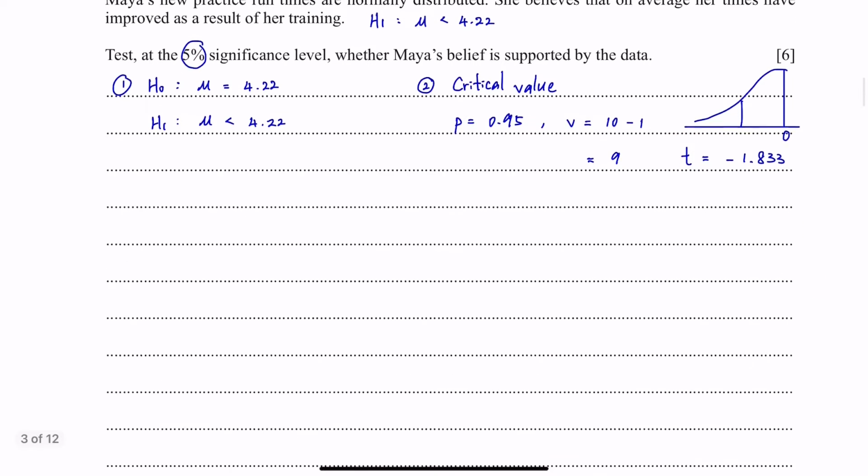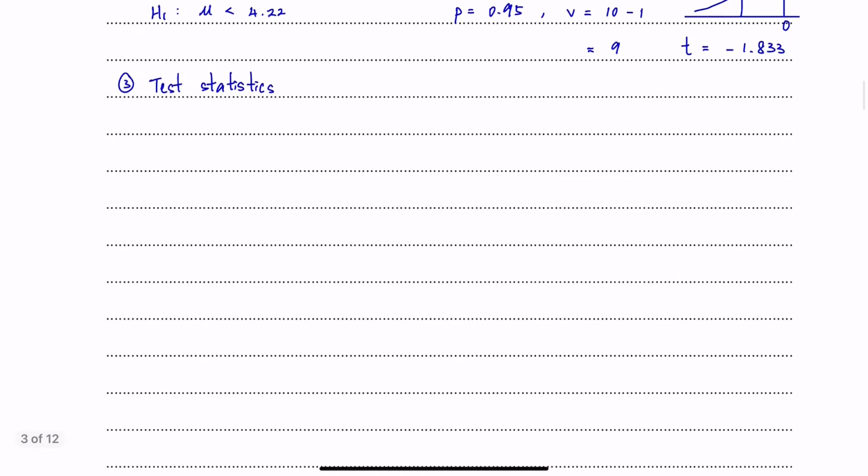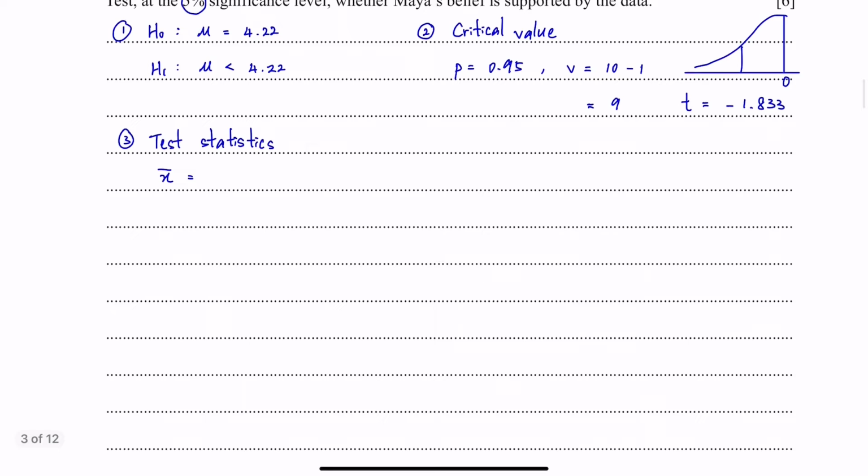Alright, let's move on to step 3. We need to find the test statistics. So the mean can be found by the sum divided by the number. So we have 42.05 divided by 10, and we would get 4.205.